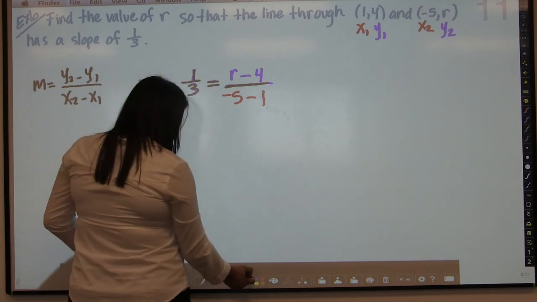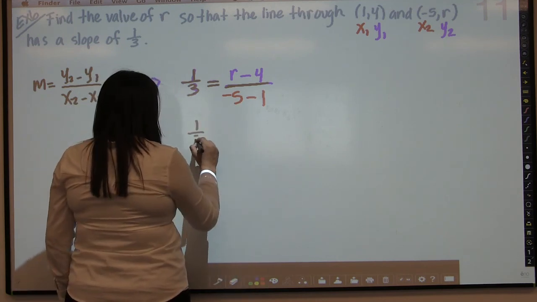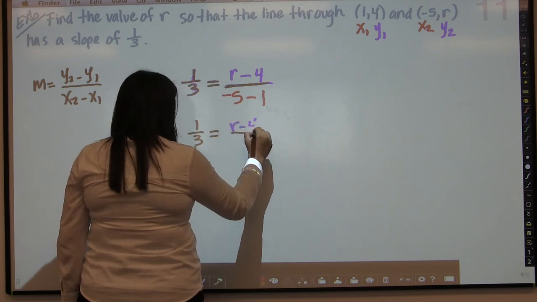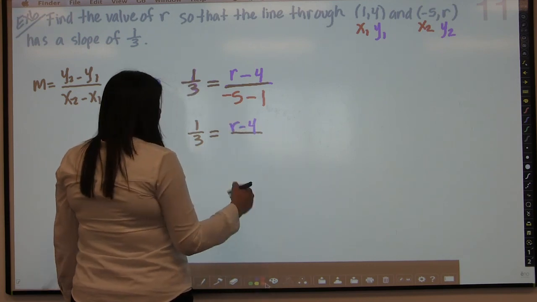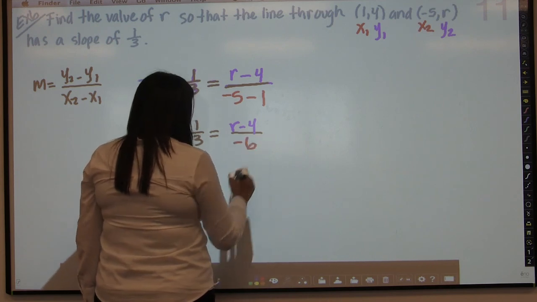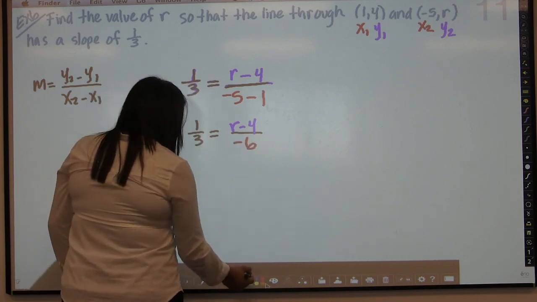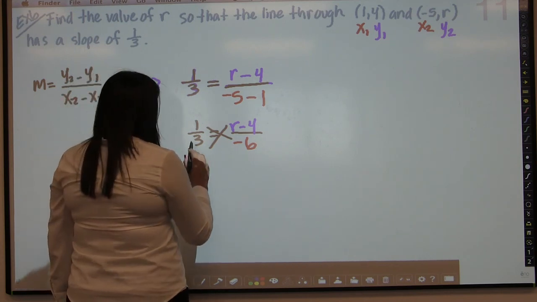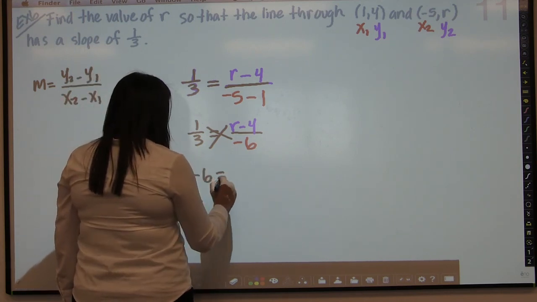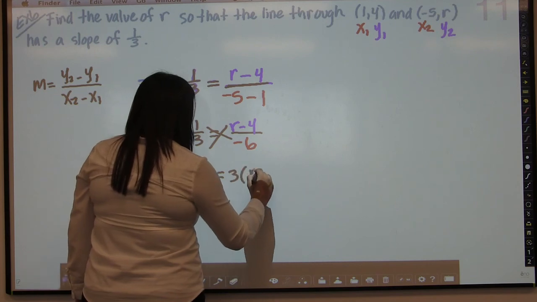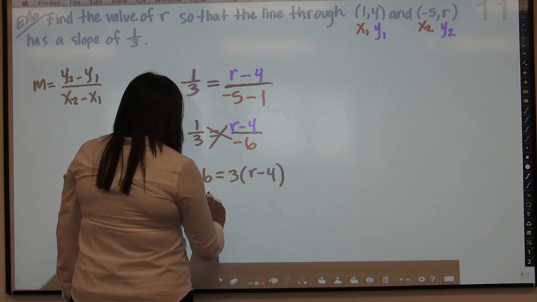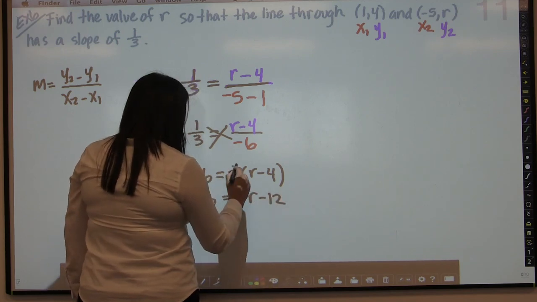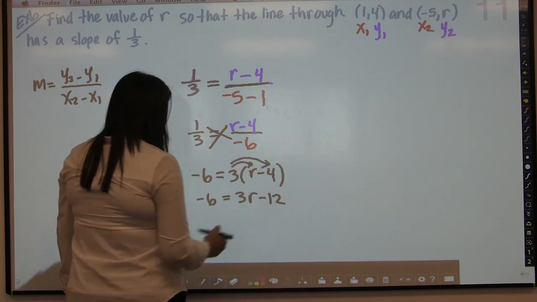So what I want to do is just kind of simplify this. So I have 1/3. On the top I have r minus 4. On the bottom, negative 5 minus 1 is negative 6. And now I can actually solve this like a proportion, okay, which we did in the last chapter. So 1 times negative 6 is negative 6, and then 3 times r minus 4, which basically becomes negative 6 equals 3r minus 12. If you go 3 times r, 3 times negative 4 is negative 12.